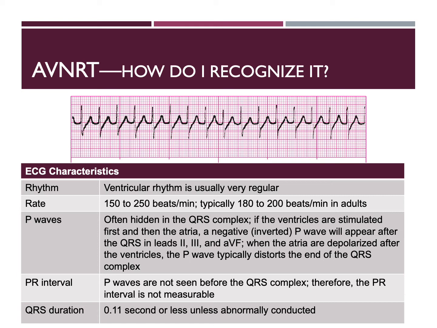So as you notice looking at this ECG, our P waves are hidden within the QRS complex. All right, we have our QRS, our T wave, and then right back to the QRS. We're not able to see that P wave.